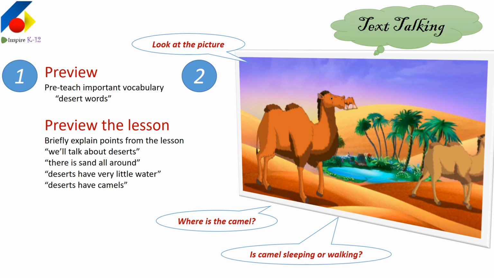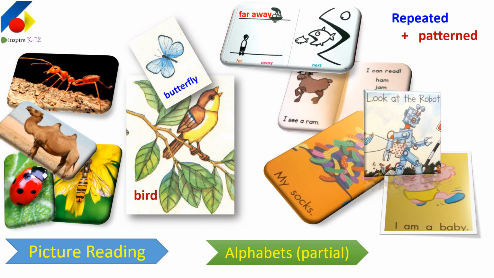Here we will talk about the deserts, and in the deserts there are camels, and that creates an anticipatory urge in them, and their mind starts connecting. And during that, we do a text talk with them. How we do it, we'll do an activity on it. So reading actually started on day one with picture reading.